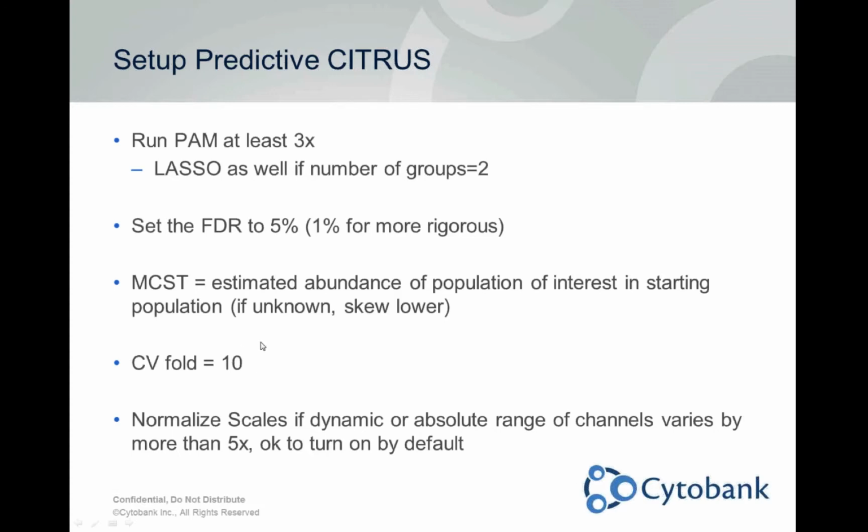And again, the same thing. It's okay to normalize the scales. It's okay to leave that on by default, but you definitely should turn it on if you have different dynamic ranges of your channels. For example, if you're doing flow data, PE is a very bright channel, and Pacific Blue and some other channels are very dim. A positive in Pacific Blue and a positive in PE will differ by orders of magnitude in how bright they are. If that's the case, then you should normalize your scales.